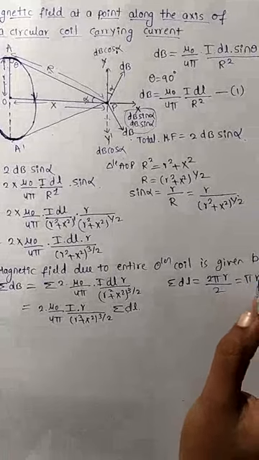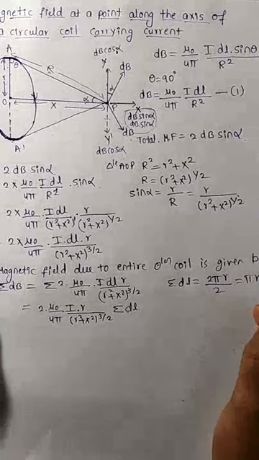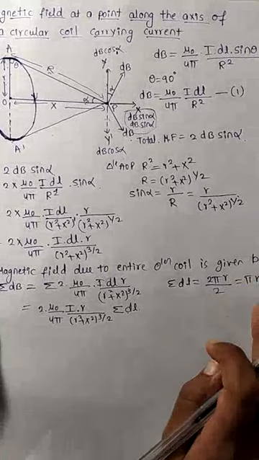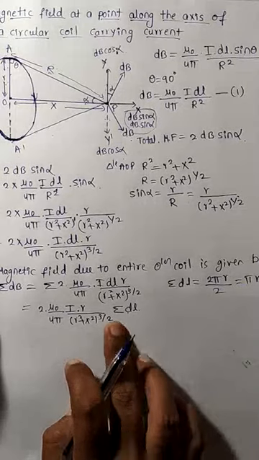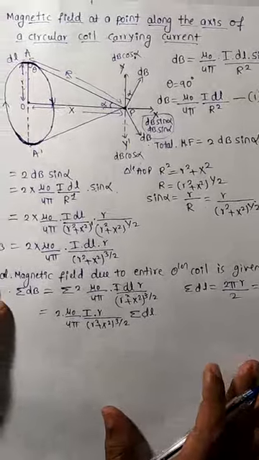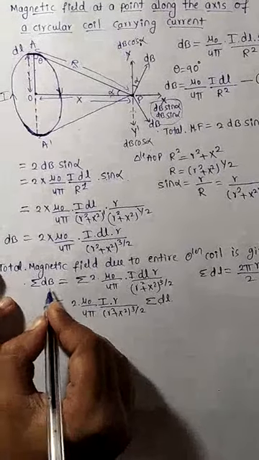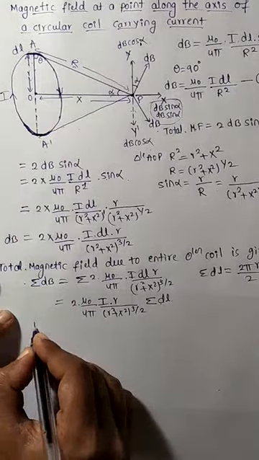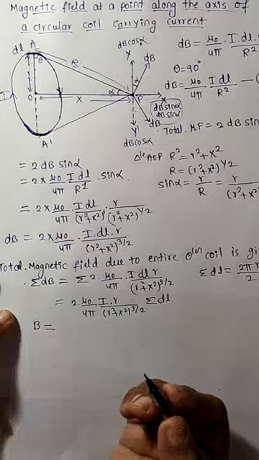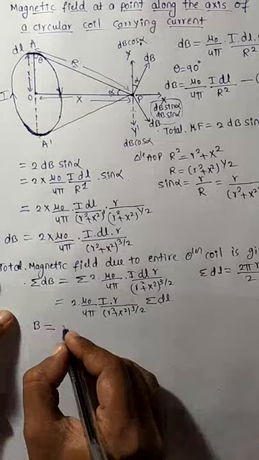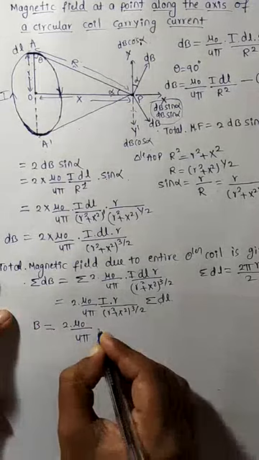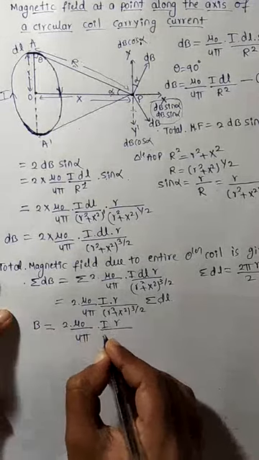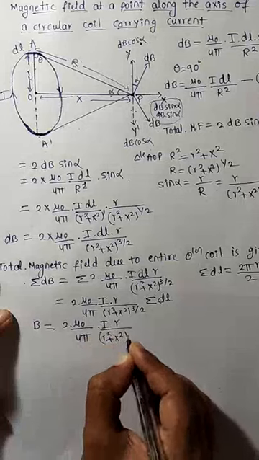So the 2 gets cancelled, so what will we get? Pi into r. Now this value I will substitute in the main equation. So what will we get? The summation of dB means the total magnetic field, so that is capital B. So capital B is equal to 2 into mu naught upon 4 pi into IR divided by r square plus x square raised to 3 by 2.